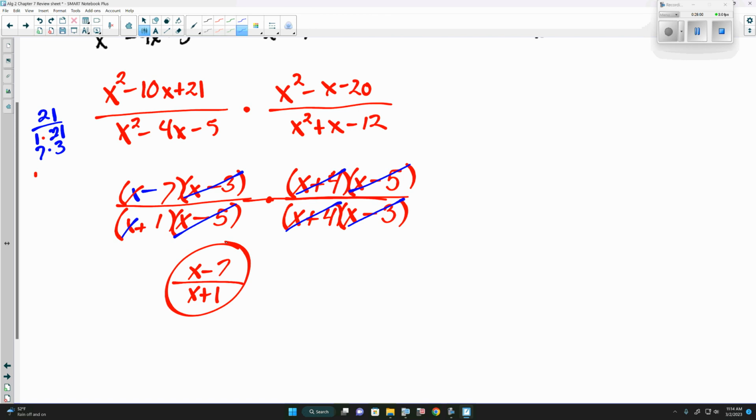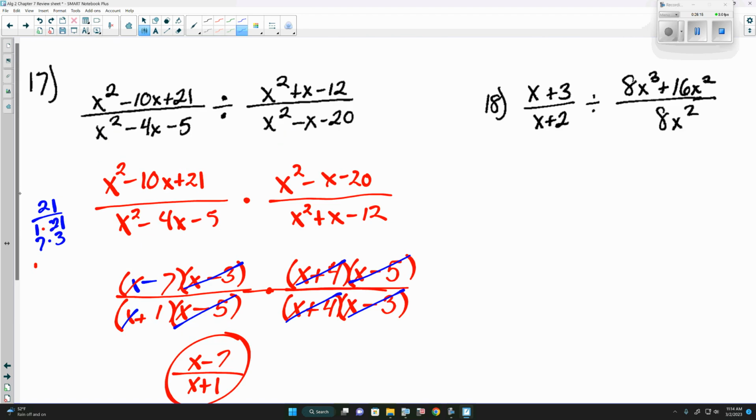Any other questions with division? Division is essentially the same as multiplication except for our first step where we keep, change, flip, and everything else is the same. Do we need to see another example with division? Number 19, yes. I will tell you number 18. This answer should be x plus 3 over x plus 2 times x plus 2.